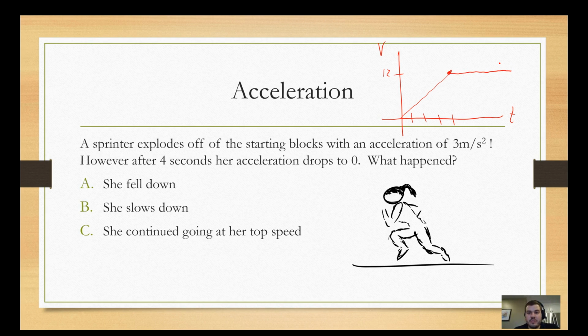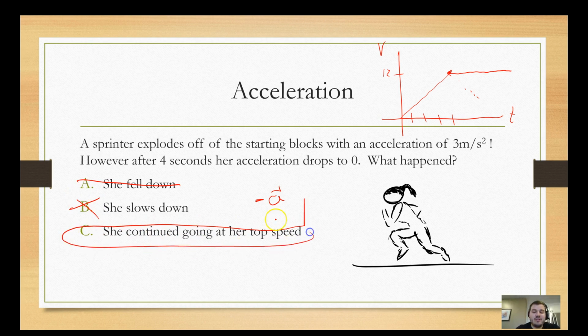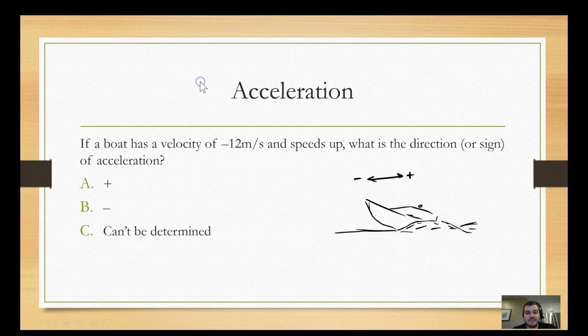So did she fall down? Well, to fall down, she would have to slow down, right? This graph would instead decrease. So it can't be that. For her to slow down, she would have to have a negative acceleration vector. So that can't be true. And so it's instead that she continues to move at her top speed. So something where in society we really don't quite use the word acceleration just right. Having the acceleration drop to 0 means not that she stopped, but that she is moving with constant velocity.